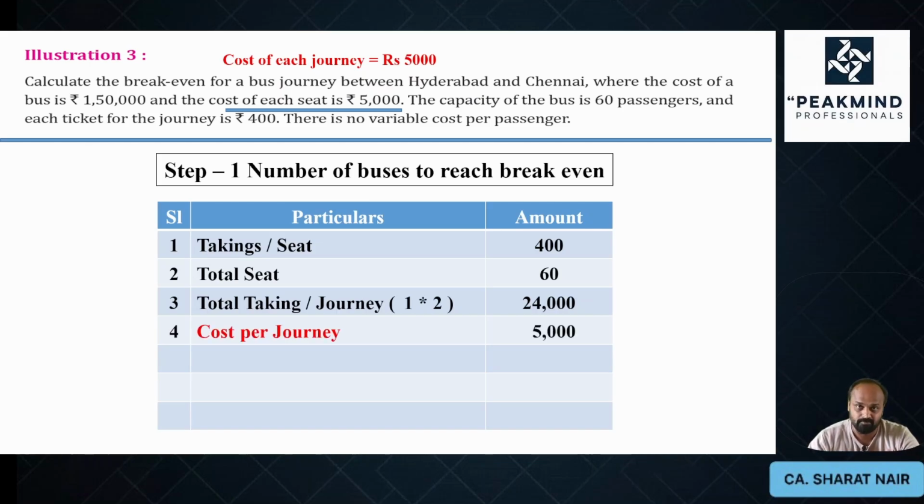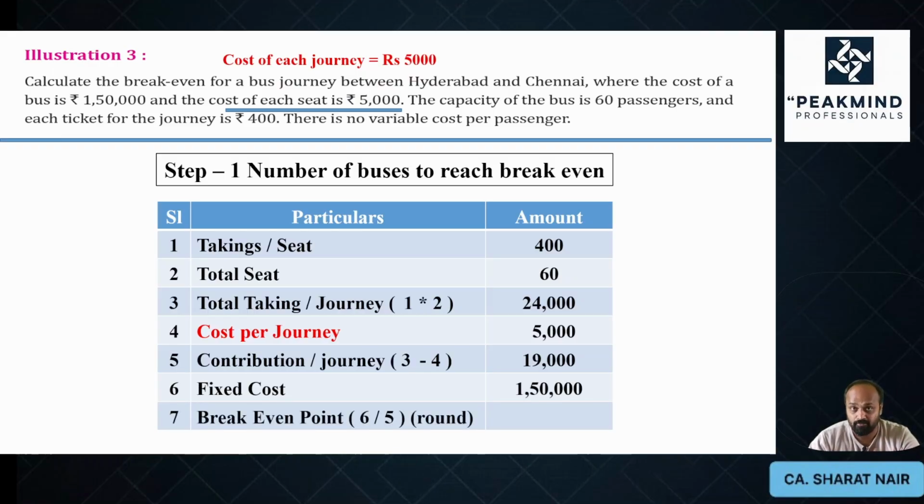That can be variable. Number of passengers, variable cost per passenger, they say agreed. They are saying there are no variable costs, but variable cost for a journey can be there. So in that way, 24,000 minus 5,000, I will have a contribution of 19,000 rupees. Now, what about the fixed cost? I will consider 1,50,000 only as fixed cost. So my break-even point will be 1,50,000 divided by 19,000. So this particular bus, if it makes 8 journeys, then only it will reach its break-even point. This is what we need to understand.